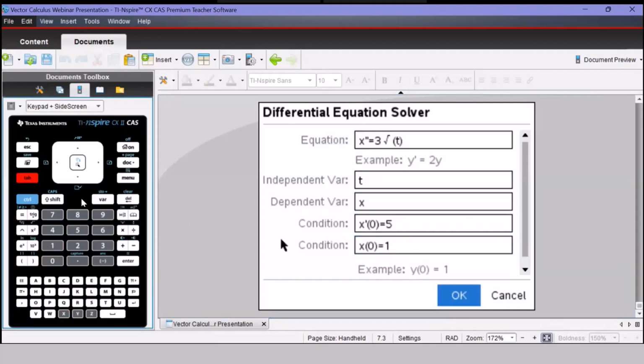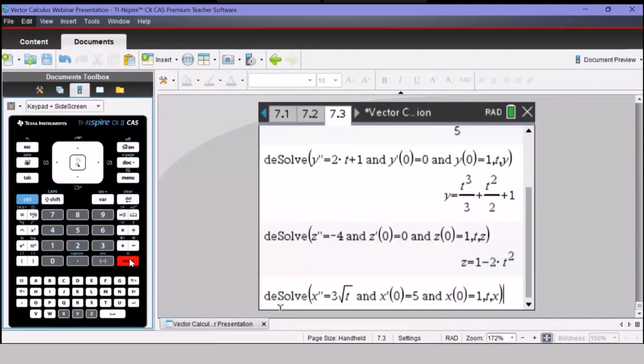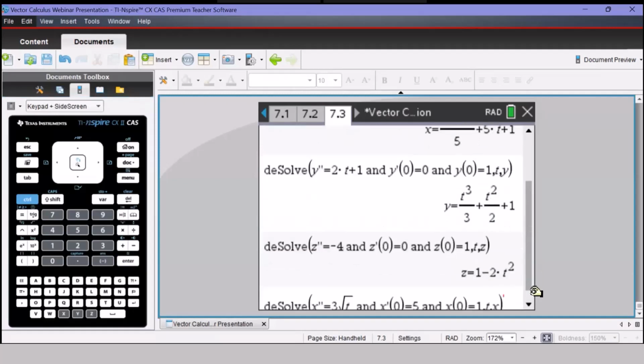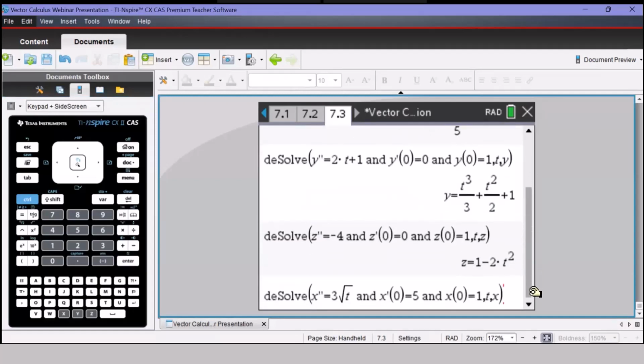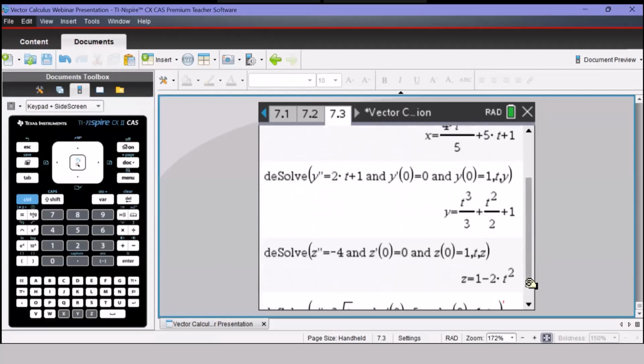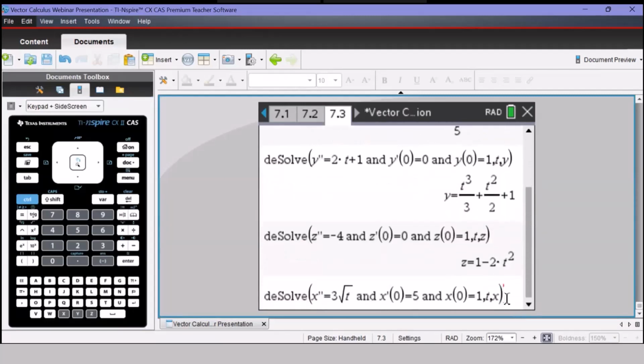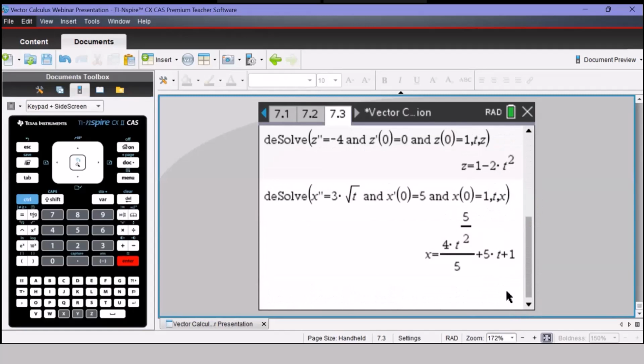Press tab to highlight OK, and then press enter, and hopefully we've entered it in correctly there. So x double prime is 3 root t, and x prime of 0 is 5, and x of 0 equals 1, comma t, comma x. Press enter, and that's the solution to that differential equation.